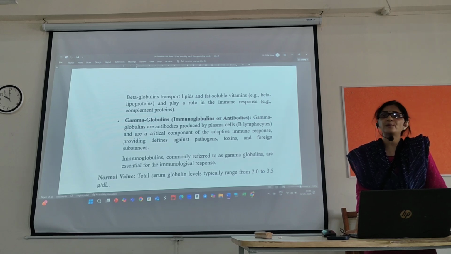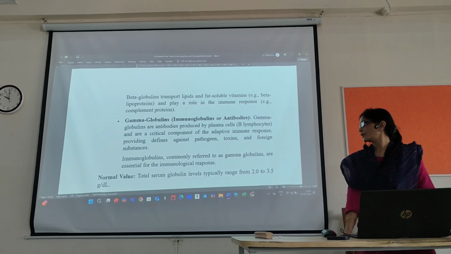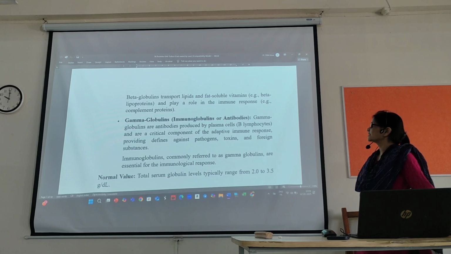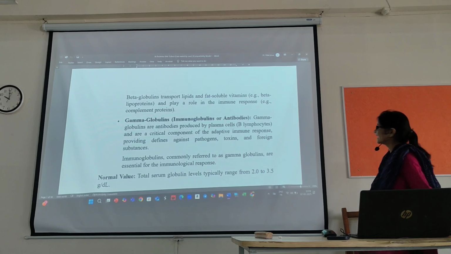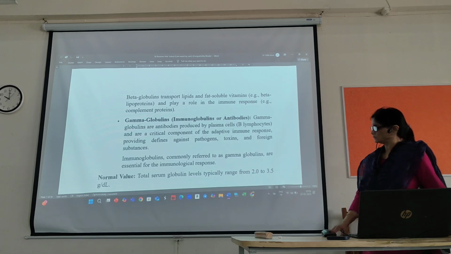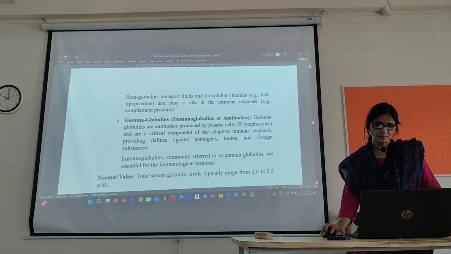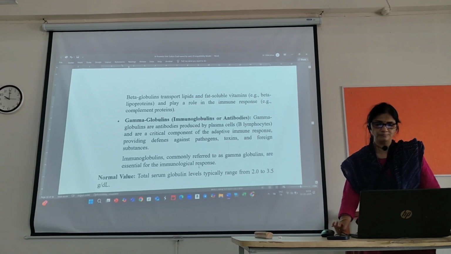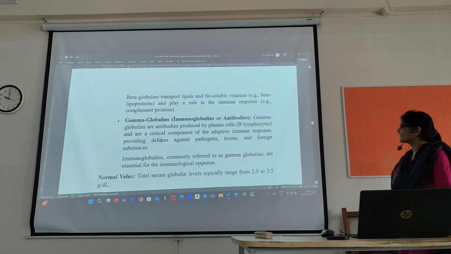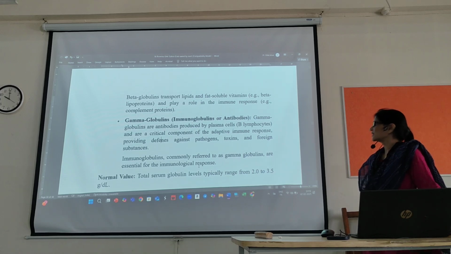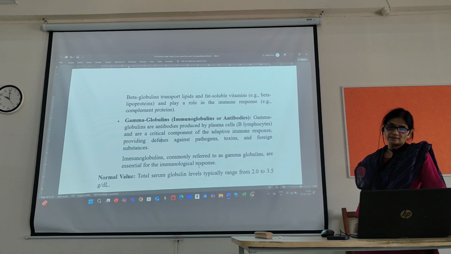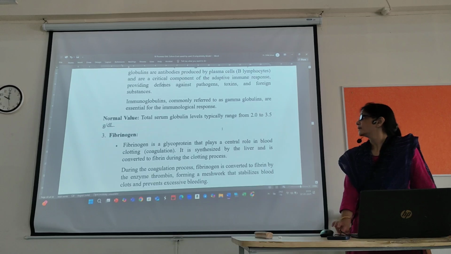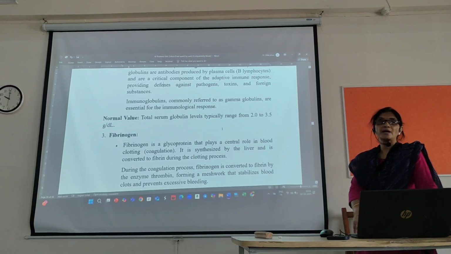Innate means natural, adaptive means artificial. They provide defense against pathogens, toxins and foreign substances. Immunoglobulins, commonly referred to as gamma globulins, are very important for the immunological response. And the normal value of total serum globulin level typically ranges from 2 to 3.5 gram per liter.